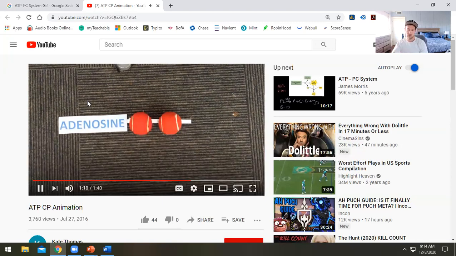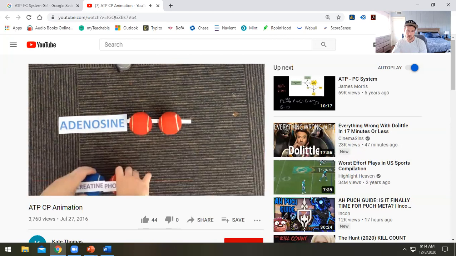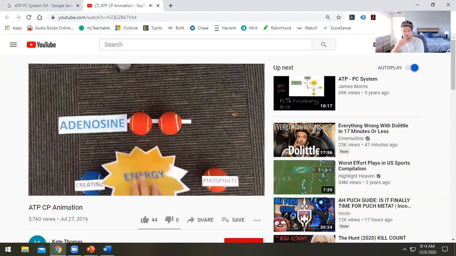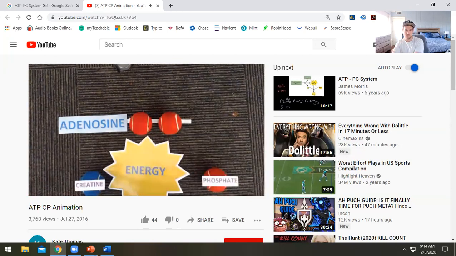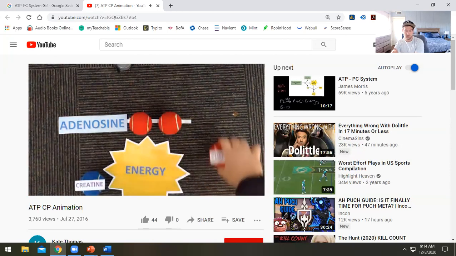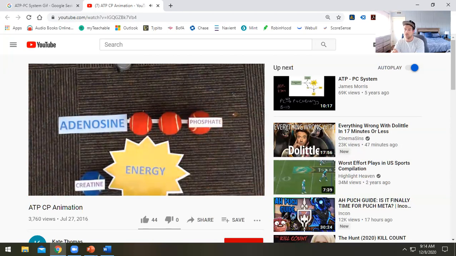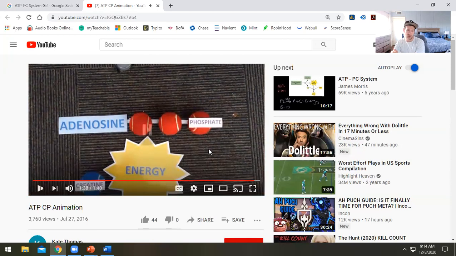And this happens through the splitting of creatine phosphate. So this begins as 1. Then this one breaks off, which produces energy. This energy is then used to join this phosphate back onto the chain. And this cycle will happen again. Cool. There we go. She did a great job.